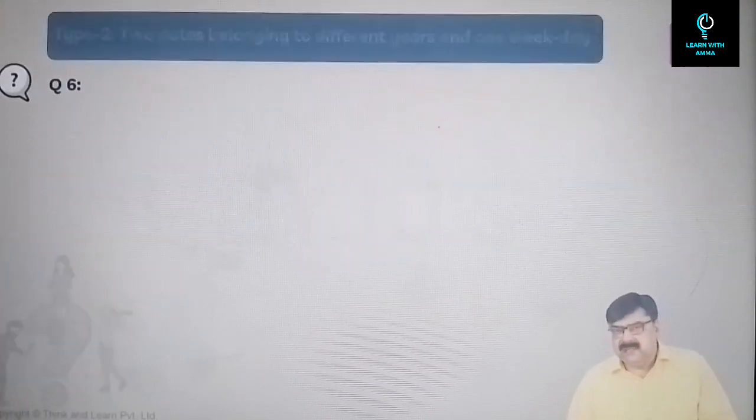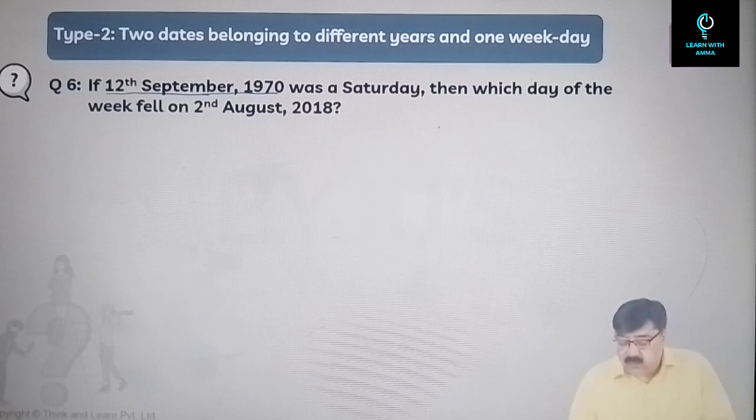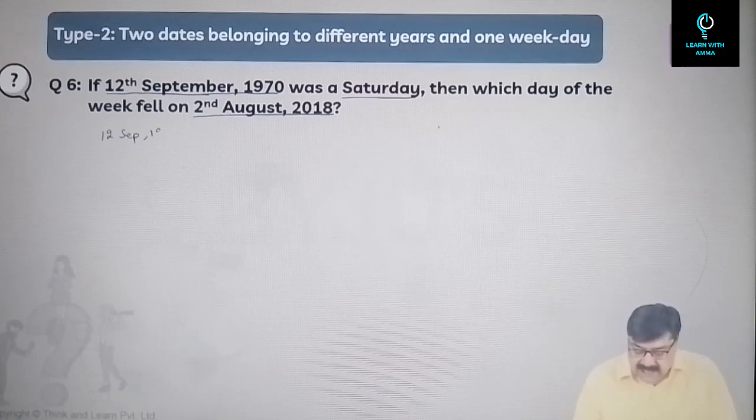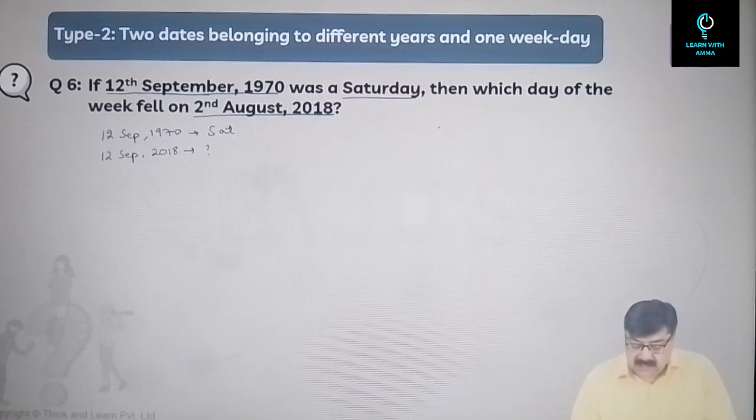Now let us solve another question here. If 12th September 1970 was a Saturday, then which day of the week fell on 2nd August 2018? So the question here is 12th September 1970 was a Saturday. So we will go up to here, 12th September 2018, find out for this. And from 12th September 2018, we will go in reverse direction and find out for 2nd August of 2018. How to do that? Let's have a look. Now, how many years are there from 12th September 1970 to 2018? Well, 30 plus 18, that is 48 years.